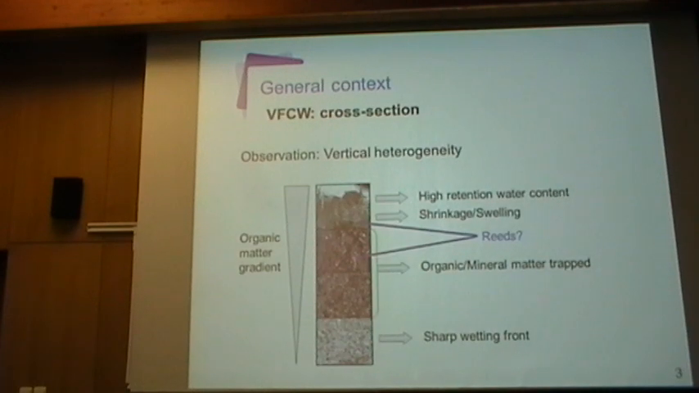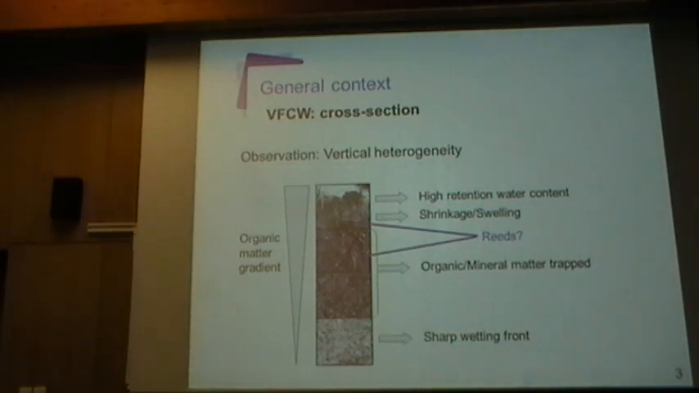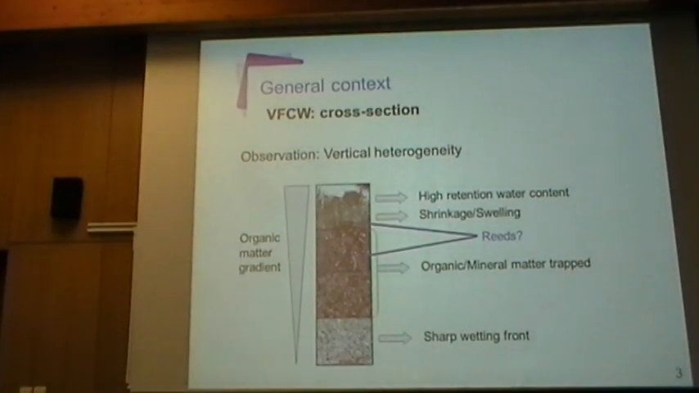If we look at a cross-section of a vertical flow constructed wetland, you will observe a strong vertical heterogeneity. At the top there is a sludge layer, implying a high retention water content, and after there is the gravel, with decreasing organic matter content towards the bottom of the filter. Moreover, the reeds and the porosity and the network of reed stalks may serve as preferential flow, through which the water can bypass most of the matrix.